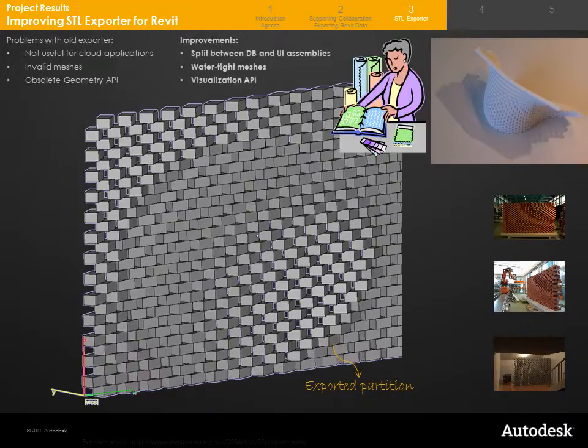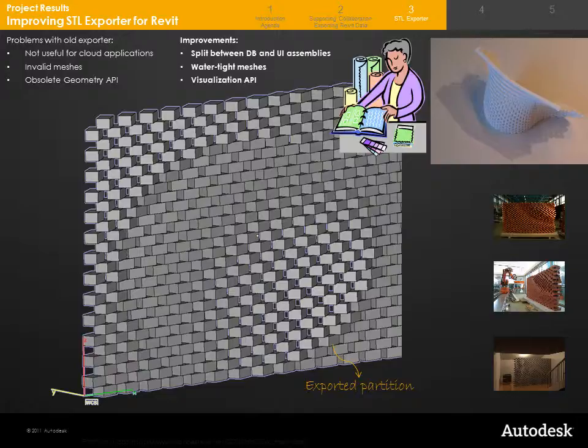Improvements I made include: 1. Separation between the DB and UI assemblies, therefore Dynamo developers can use it for cloud applications. 2. Generation of watertight meshes. 3. Use of the visualization API.